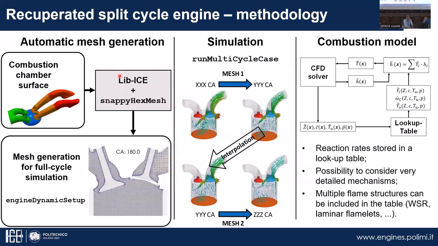On the basis of this simulation, we then generated a mesh accordingly. This is the methodology for the simulation of gas exchange and combustion. Libice in combination with snappyHexMesh takes the combustion chamber surface and then automatically generates the computational meshes that are required for the full cycle simulation. The simulation is then performed by another utility that sequentially runs a specified solver and maps the fields from one mesh to the other. For the combustion model, I would remark that we are currently using tabulated kinetics.